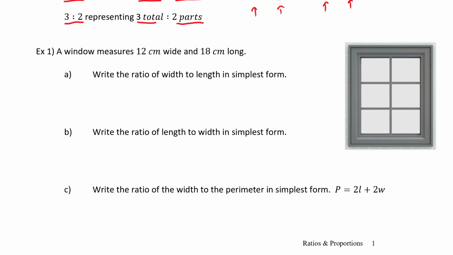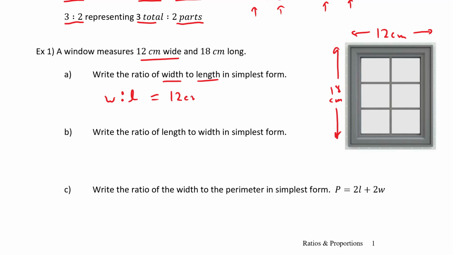Let's look at example 1. Here's a window. It's 12 centimeters wide and 18 centimeters long. Write the ratio of width to length in its simplest form. So we're dealing with width compared to length. What's the width? The width is 12 centimeters. What's the length? 18 centimeters. What you can see here, we have the same units on both sides, so they can cancel out. And then we can simplify that.